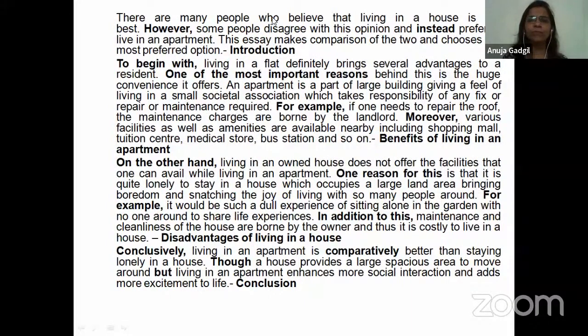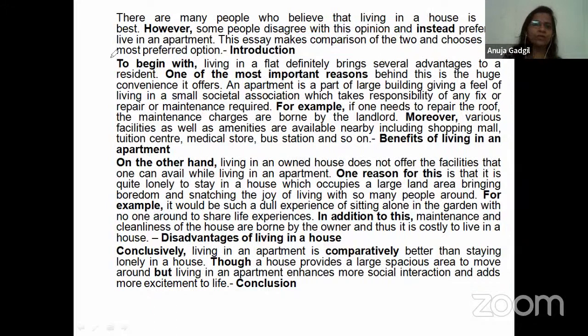if we follow the tips that we have recently read, how can we follow them? You have to give a proper introduction. Okay, people believe that living in a house is best, and some people believe that living in an apartment is best. So, this essay makes a comparison of the two. What is the intention of this essay? We are comparing the two thoughts, living in a house or living in an apartment.